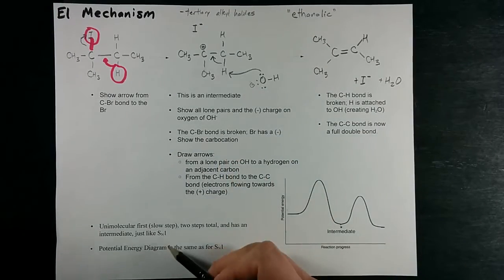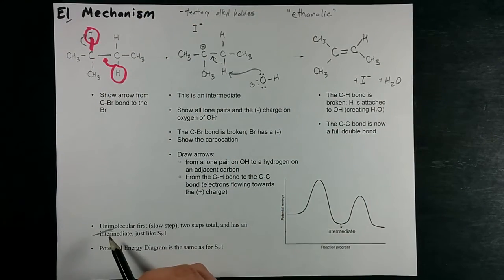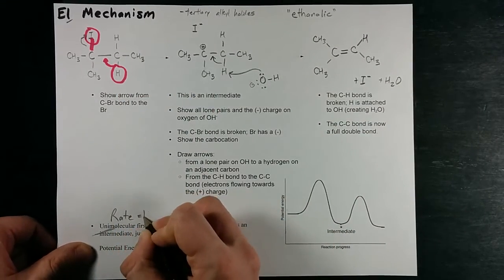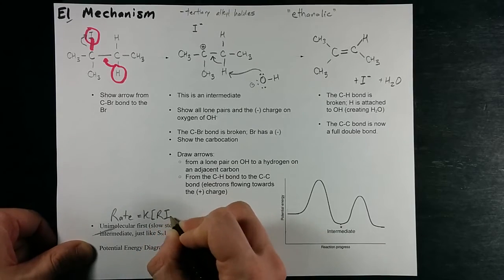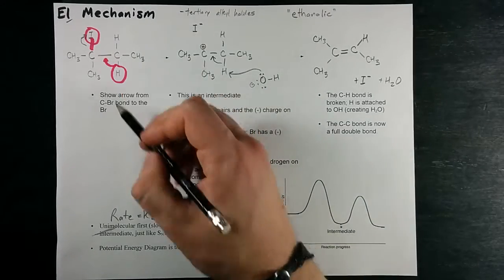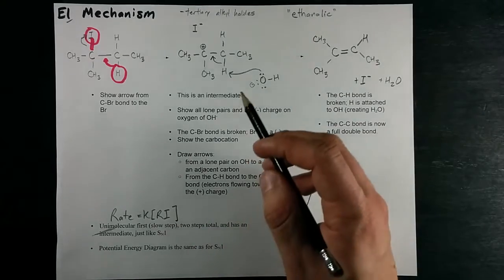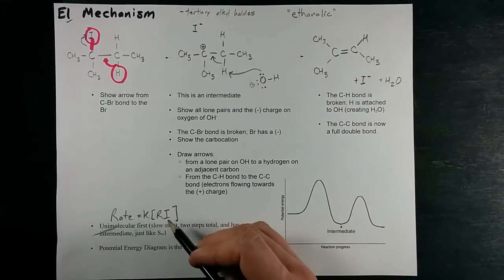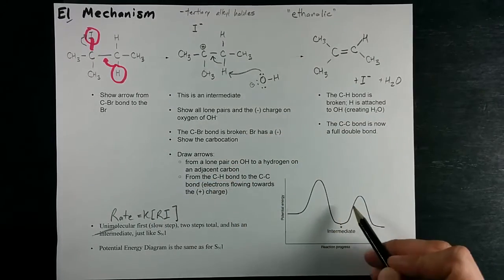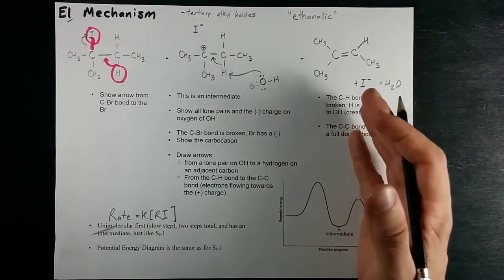And I just want to remind you, this is an E1 because it is a unimolecular first step. The first step is only dependent on the alkyl halide, so the rate law only has the alkyl halide concentration in it. The OH minus concentration does not play a role in the rate because OH minus is not part of the rate determining step. It's part of the second faster step. Cool? Cool. That's the E1 mechanism.